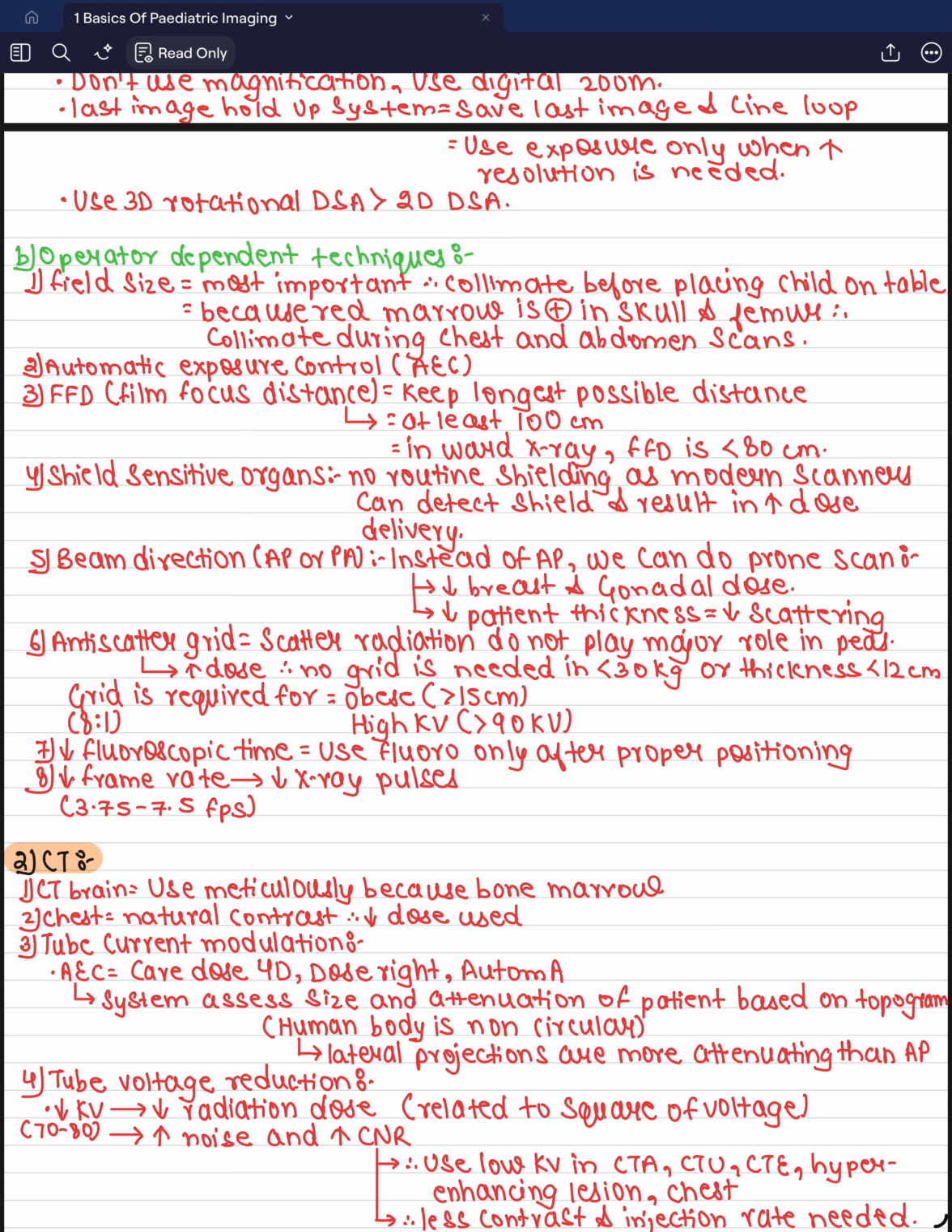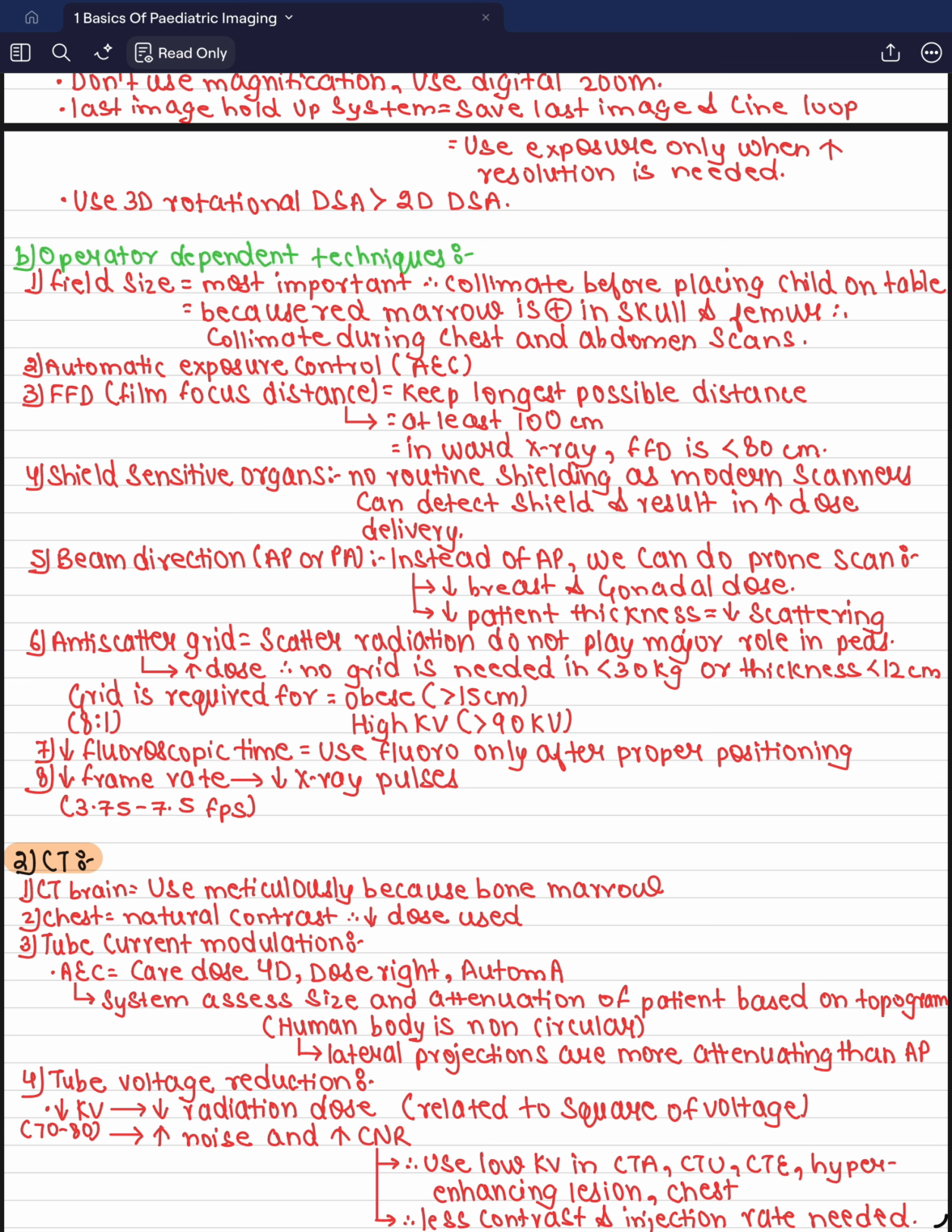Should we use an anti-scatter grid in the patient? You have to know when we get scattering. We get scattering when a person is thick, obese. Babies are anyway small, right? So scatter radiation does not play a very major role in pediatric patients. In fact, when you use a grid, it increases the dose. So it has been said that no grid is needed in babies less than 30 kg or whose thickness is less than 12 centimeter. So now the question begins, when will you use a grid?